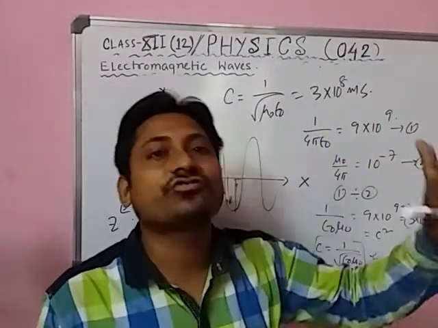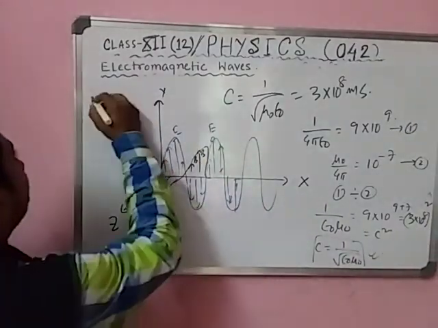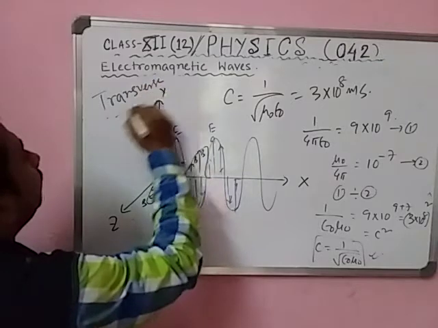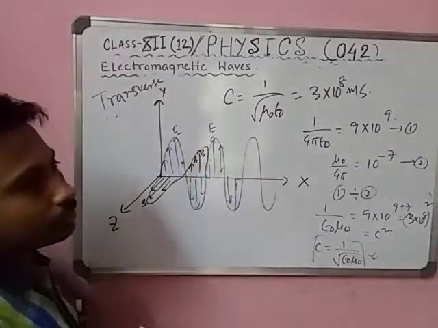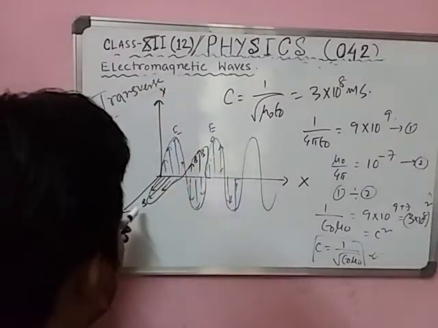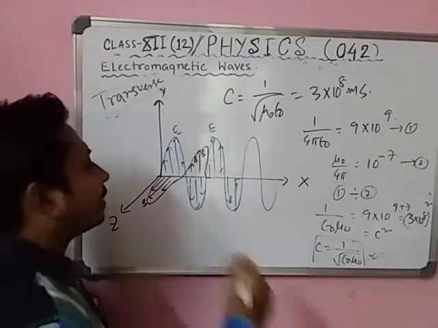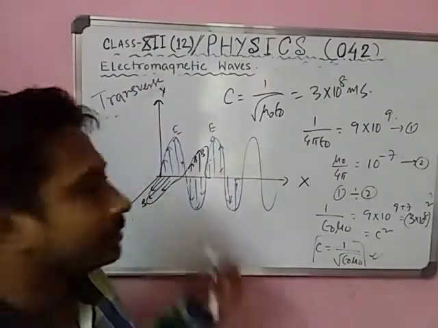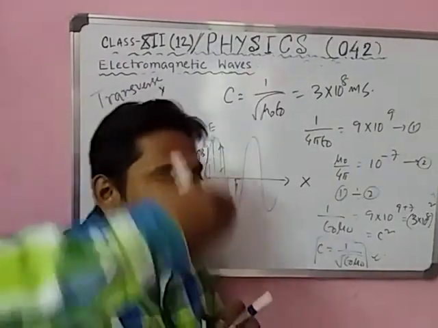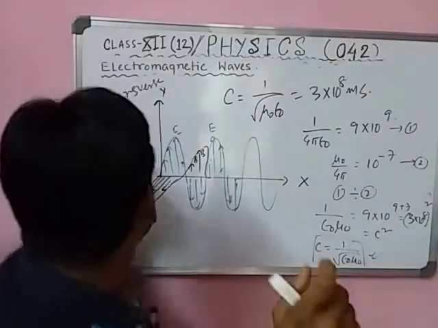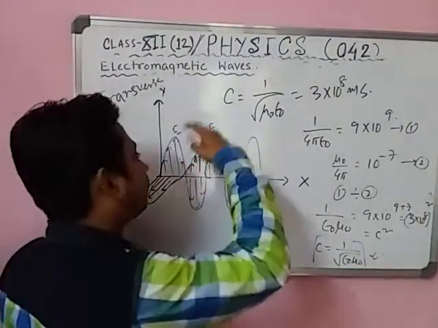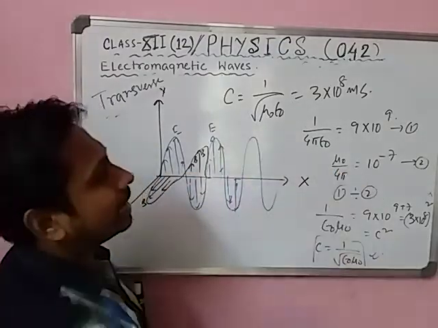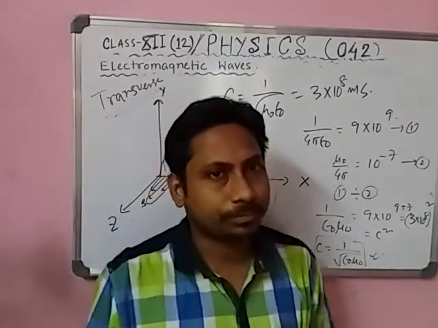Number 3, they are transverse. Transverse in nature means the fields are perpendicular to the direction of propagation. You can see the electric field and magnetic field are perpendicular to each other and also perpendicular to the direction of propagation. So these are called transverse waves. Transverse means the medium particles vibrate perpendicular to the direction of propagation.